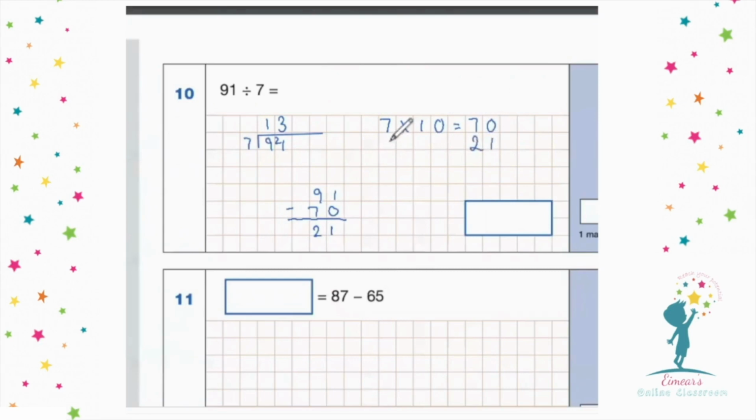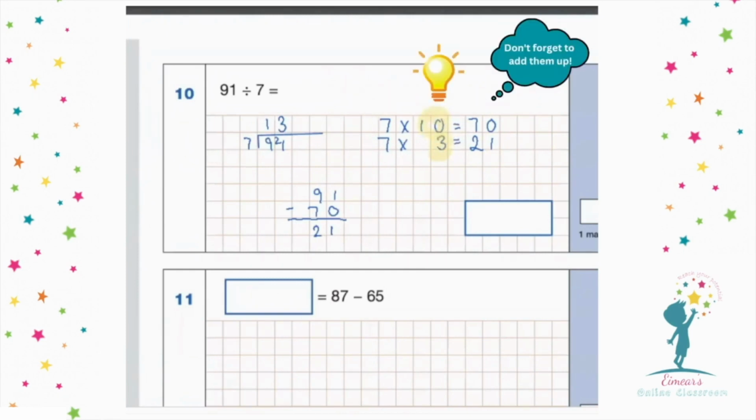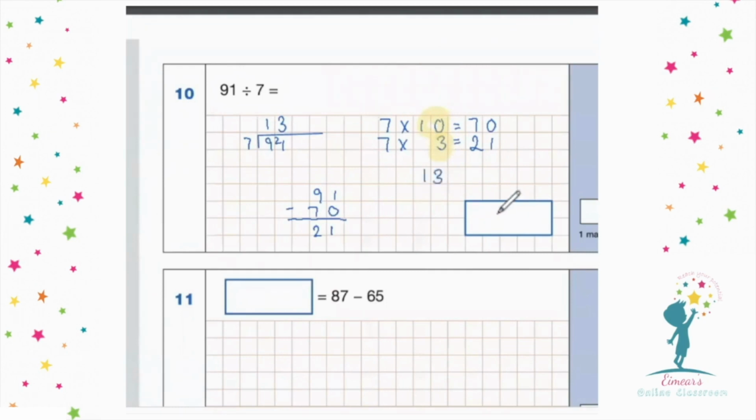How many times does 7 go into 21? And then you can just go down your times tables. 1 7 is 7, 2 7s are 14, 3 7s are 21. Now, this is where sometimes children forget from multi-step. We have 10 lots plus 3 lots, so we need to add these up. So 10 plus 3 is 13, so we have 13 lots of 7 in 91, and it's the same as this answer. So you can use a second method to check your answer if you are unsure.